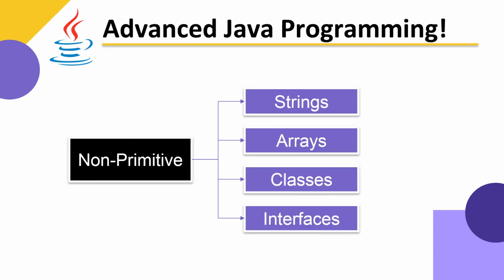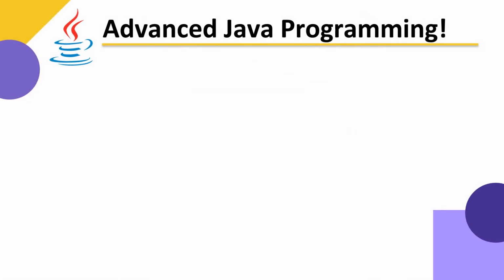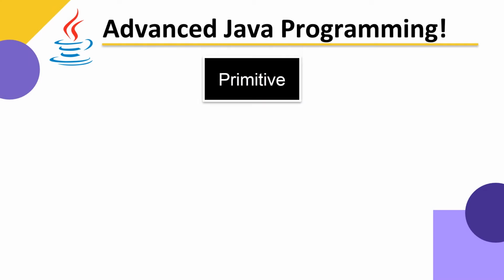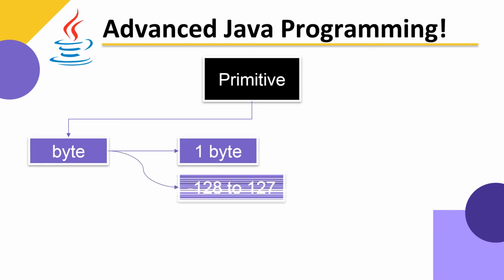We will talk about non-primitive types later, but let's take a look at primitive data types now. A primitive data type specifies the size and type of variable values, and it has no additional methods. There are 8 primitive data types in Java. Byte, which takes 1 byte of memory and stores whole numbers from -128 to 127.